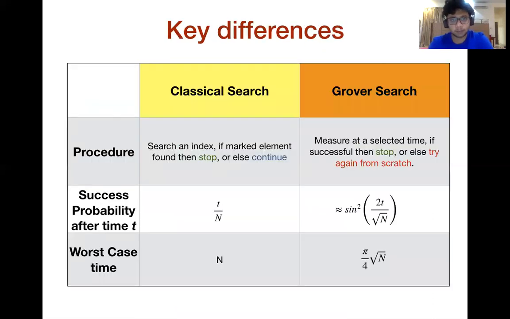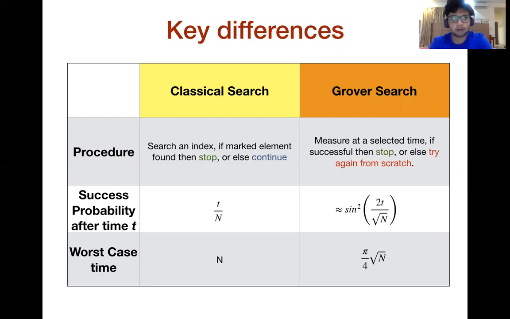So the key differences between classical and quantum mining are as follows. In a classical search algorithm, you can just search for an index, and if you find the marked item there, you stop, or else you can just continue. If you are using Grover search, however, you have to select a time beforehand, and then when you make that measurement at a particular time and you find it, then you stop. However, if you fail, then you have to start the algorithm from scratch.